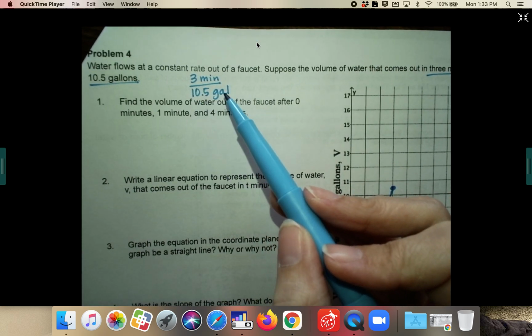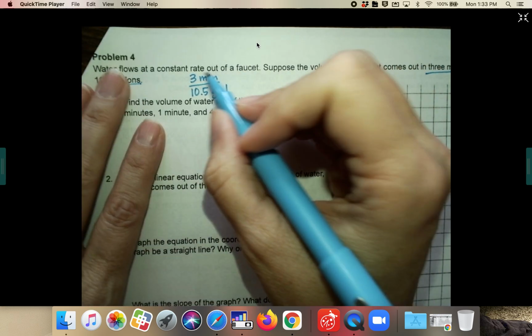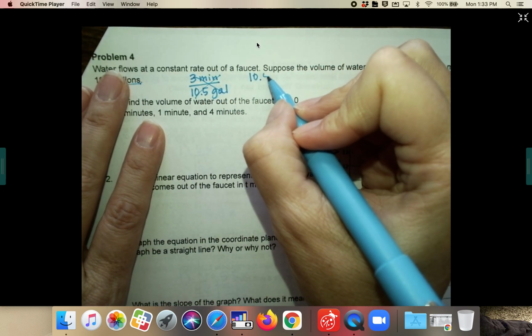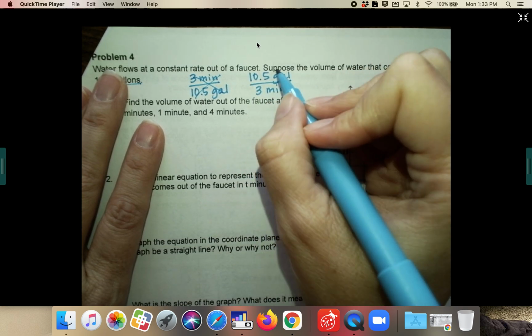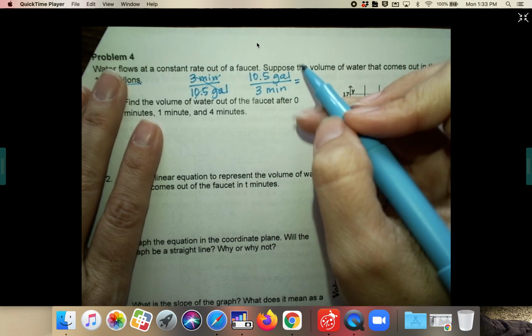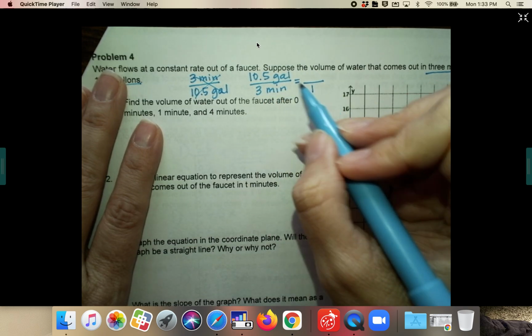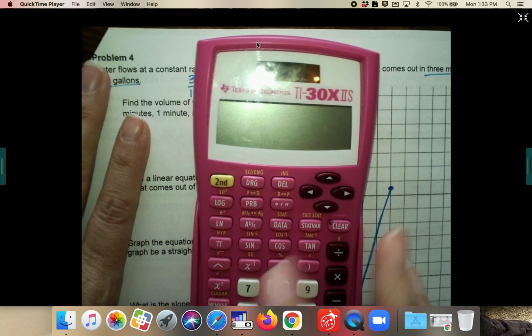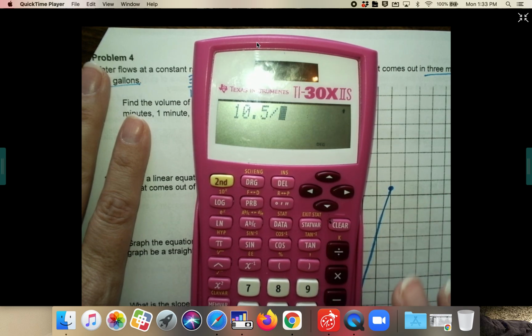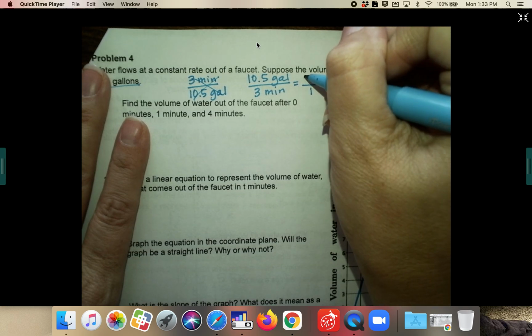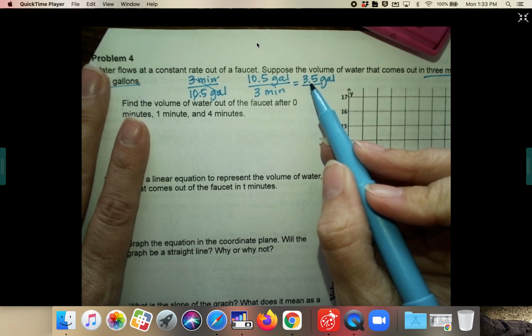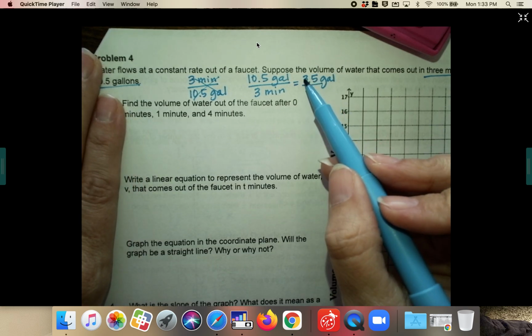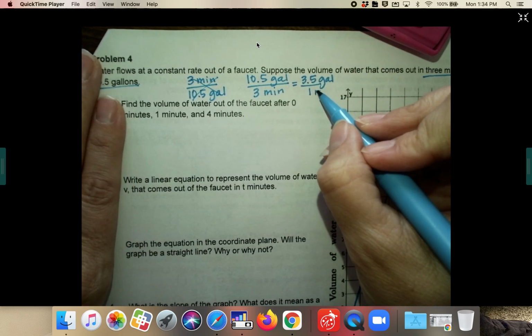If it's 10.5 gallons per 3 minutes, actually I'm going to rewrite how this looks. I'm going to write it like this. 10.5 gallons in 3 minutes. I'm going to first find the unit rate by dividing that, because then I will know how much it is per 1 minute. 10.5 per 3, which means 10.5 divided by 3 is 3.5. So now I know my rate, which is going to help me because I know that it's coming out at a rate of 3.5 gallons per minute.